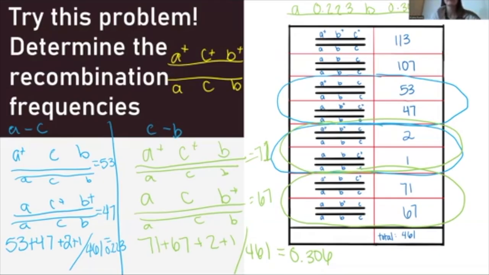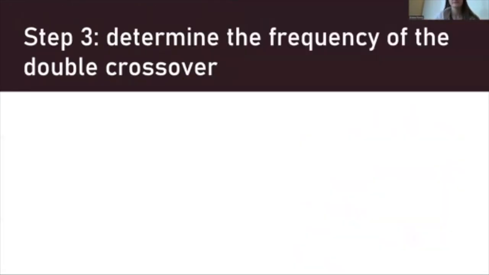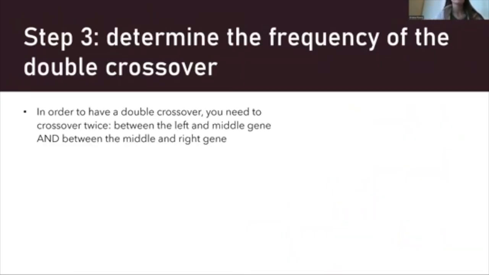All right. So we found our recombination frequencies. Now let's go ahead and go on to step 3. Step 3 is finding the frequency of a double crossover. So in order to have a double crossover, we need to cross over 2 times, between the left and the middle gene and the middle and the right gene. So let's draw that really quick using our example that we're working through.